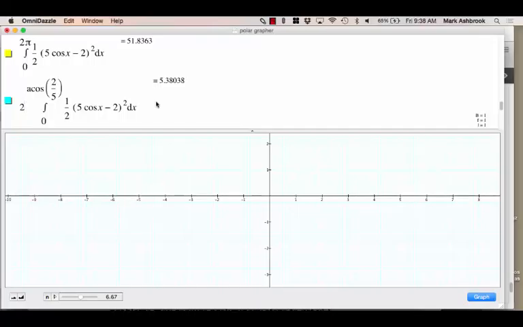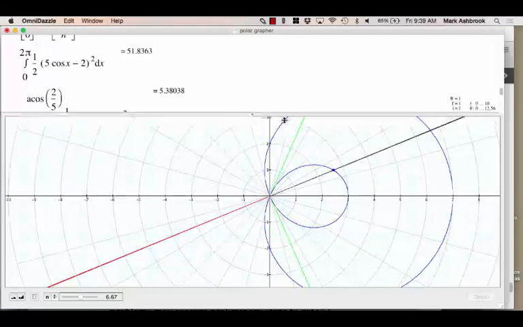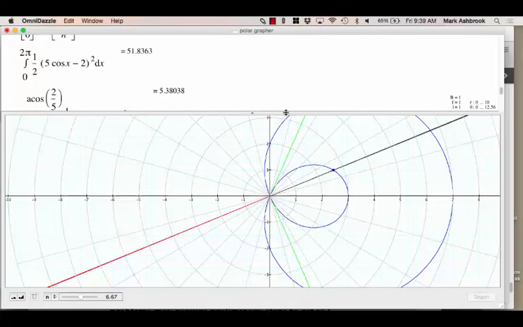So you're going to take the 51.83, and what are you going to do? Subtract 5.38? Is that right? Got to subtract it twice, right? So if I take 51.83 times 2 of these, that will give me the area outside the inner loop, but inside the outer loop.